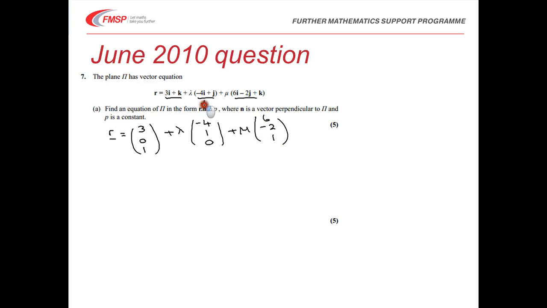Now the key thing here is knowing that n is the normal to the plane, a vector perpendicular to the plane. So to find that direction, you take these two direction vectors and you take their vector product. So I'm just going to write them down here, -4, 1, 0, vector product 6, -2, 1. So what do we get when we do that?